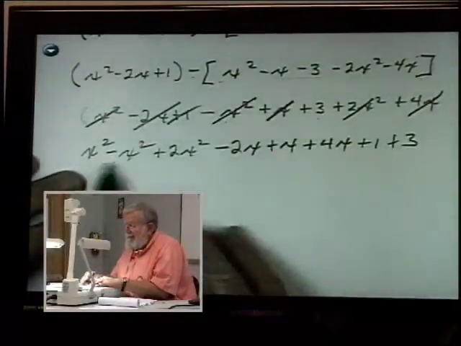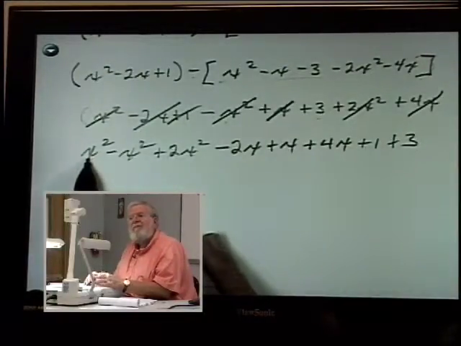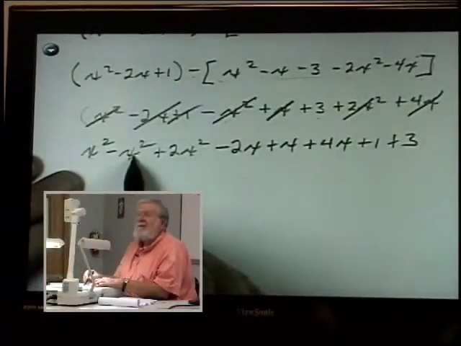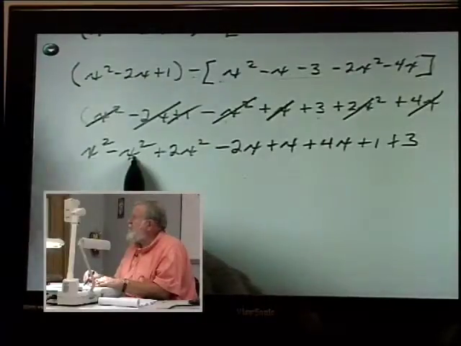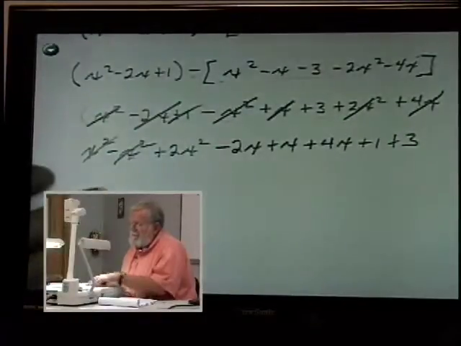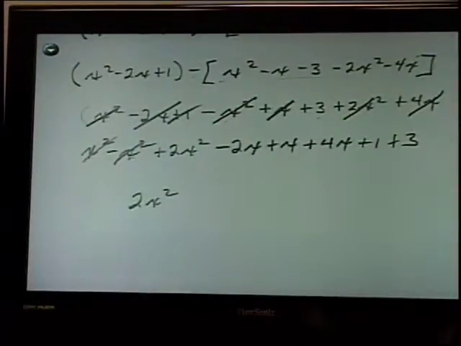Now we can add our like terms. Like terms are terms that have the same variable raised to the same power. So we have an x squared minus x squared. That's 0, right? 1 minus 1 is 0. X squared minus x squared is 0. So these just cancel out, and we end up with a 2x squared is the only x squared term we have left.